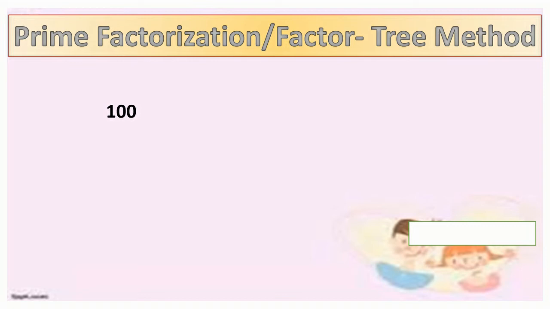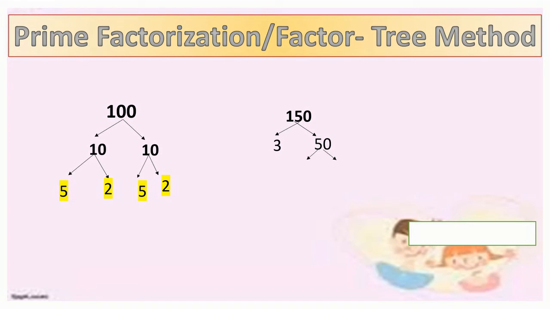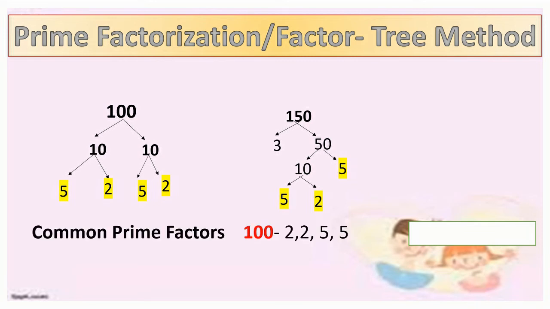Let's do it one by one. In 100, what numbers multiply to 100? We have 10 and 10. Then think of numbers that multiply to 10: 5 and 2. Then we also have 5 and 2. We end there. How about 150? We have 3 times 50. 3 is already a prime number, so leave 3 alone. For 50, we have 10 and 5. We end at 5, and for 10 we have 5 and 2. So the prime factors of 100 are 2, 2, 5, 5, and of 150 are 2, 3, 5, 5.